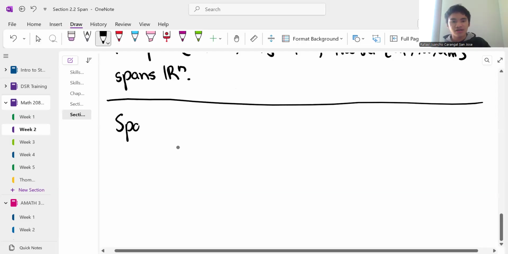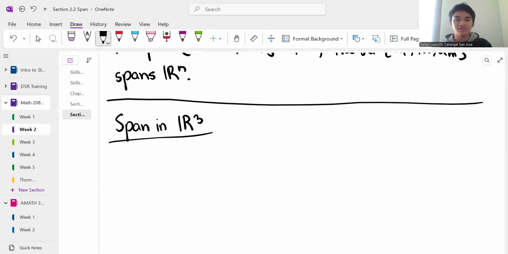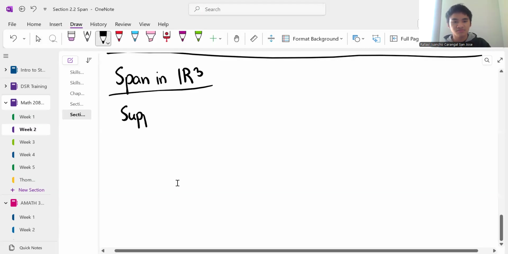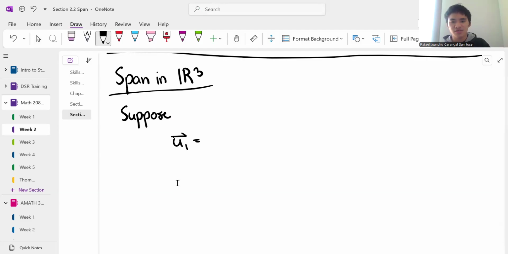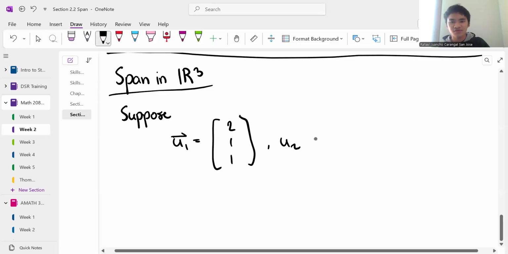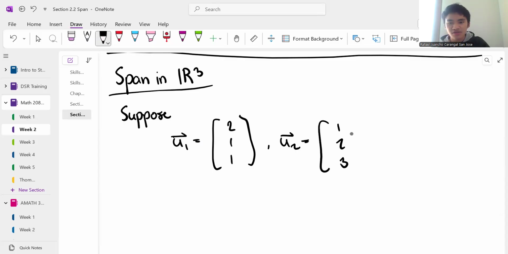Okay, let's now look at a more down-to-earth example, which is a span in R3. So this is from Calculus 3. Suppose we have these vectors, u sub 1 having components 2, 1, 1. Another way we can write it is like this. This is more of a physics notation, and I decided to write it as a column vector. Then we also have u sub 2, which has 3 components, namely 1, 2, 3.